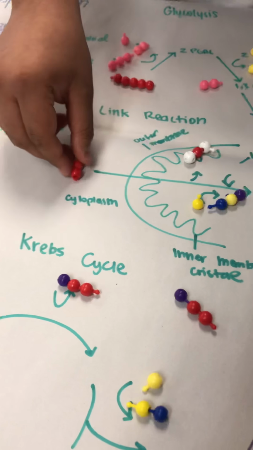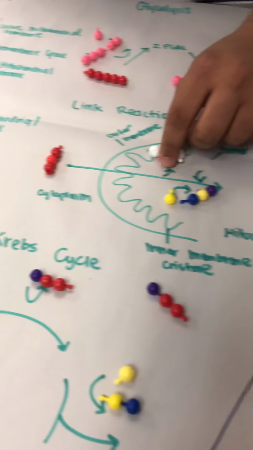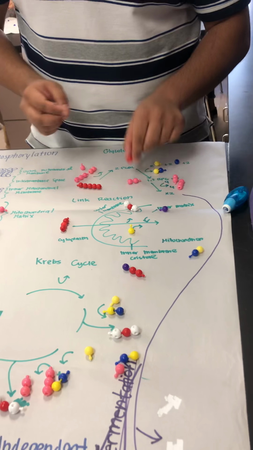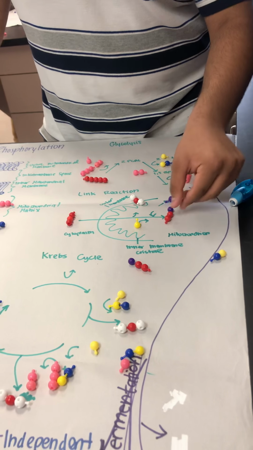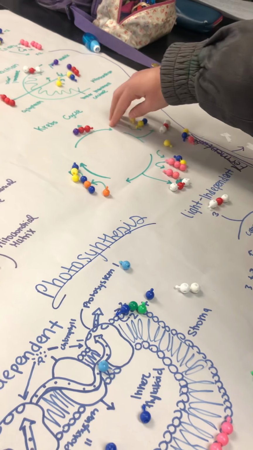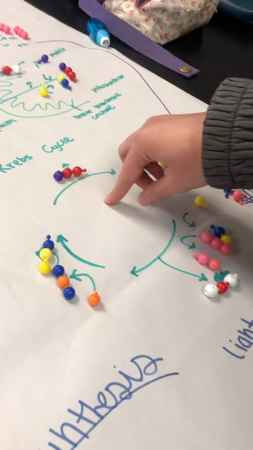The pyruvate molecules then go through a second reaction called the link reaction, where after a carbon dioxide molecule is removed from the pyruvate, it binds to coenzyme A, producing acetyl coenzyme A, as well as reducing NAD plus into NADH. The acetyl coenzyme A produced during the link reaction is used to convert intermediates during the Krebs cycle.